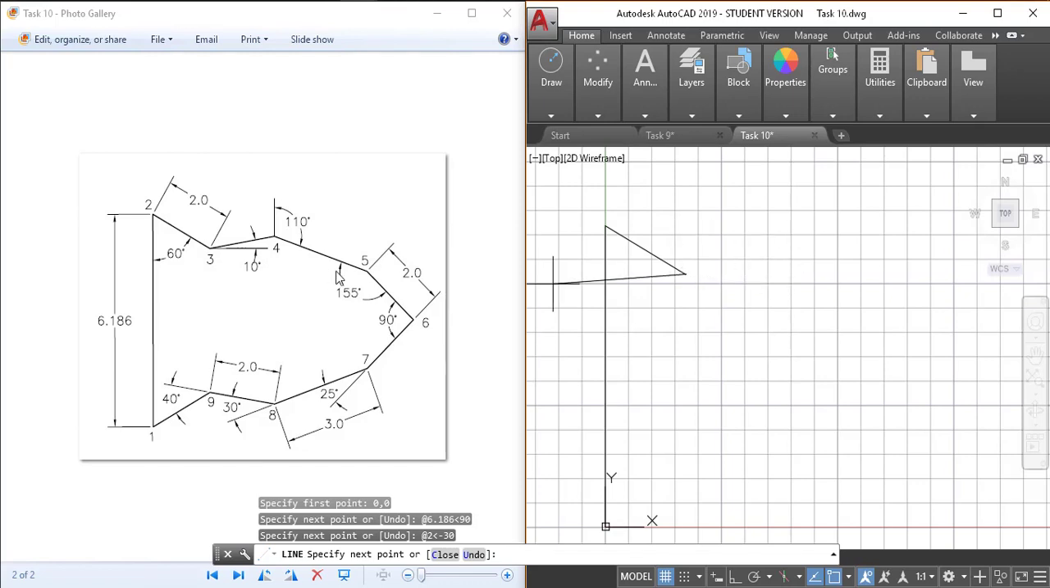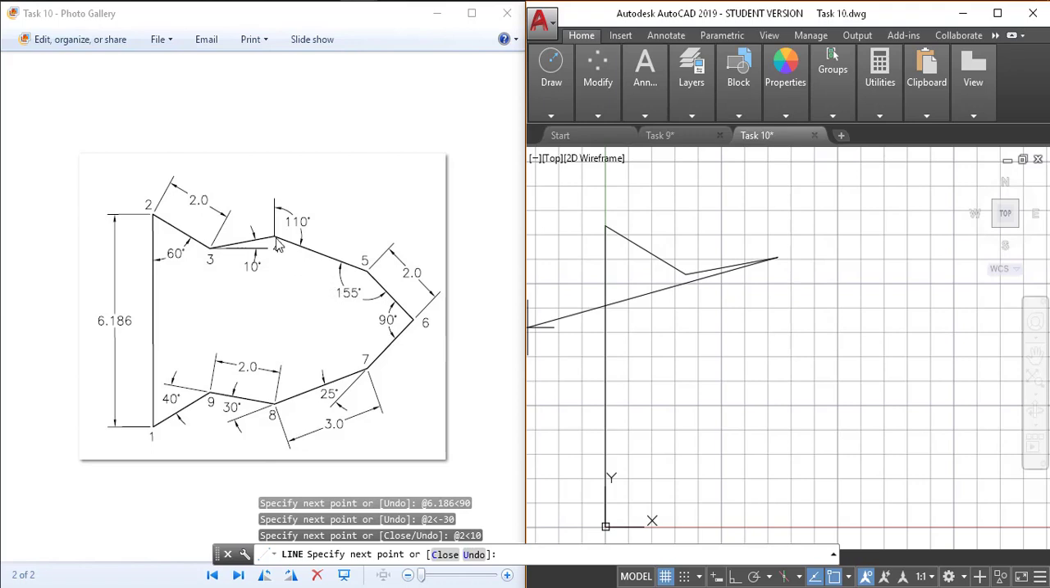So for the next line between point 3 and 4, the angle is directly given with respect to the positive x-axis, and it's 10. The length is not given here, but it's given over here, because this drawing is symmetrical around a horizontal line which is passing through this point. So this line is the mirror image of this line. The length of this line should be equal to the length of this line. So we will give @2<10.